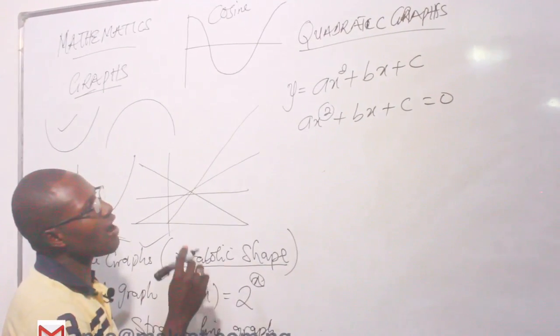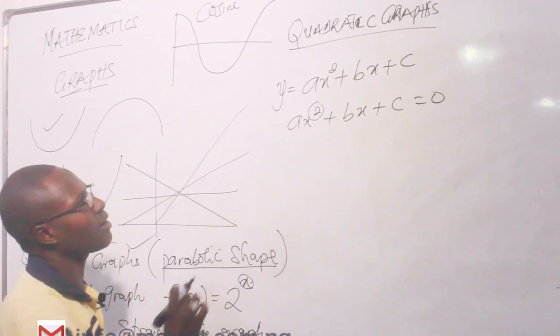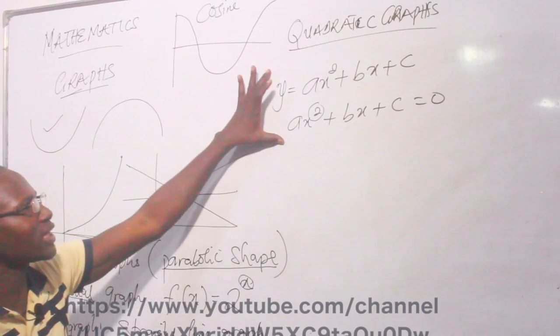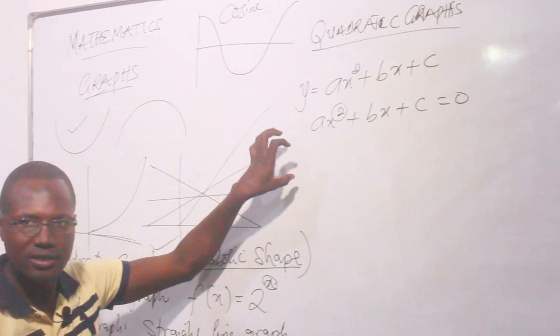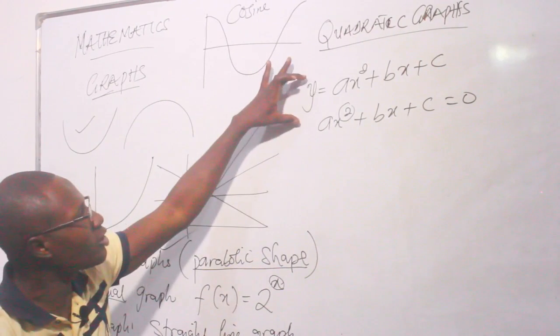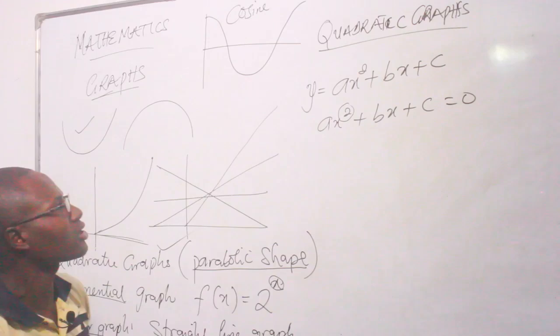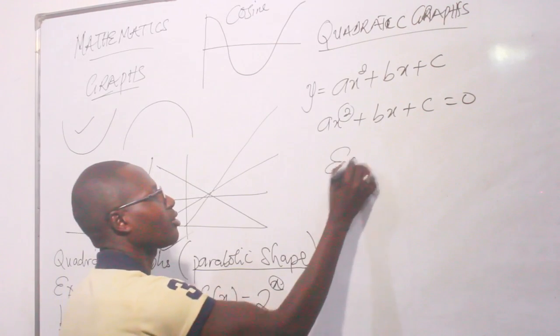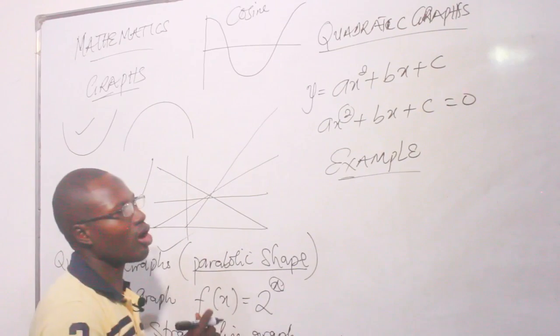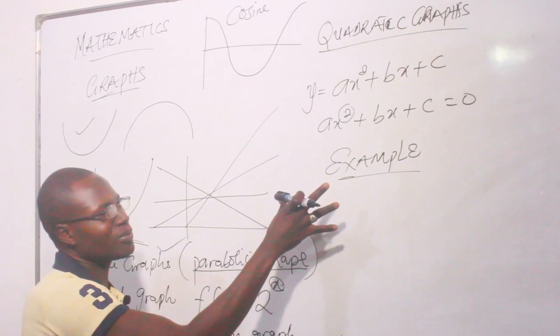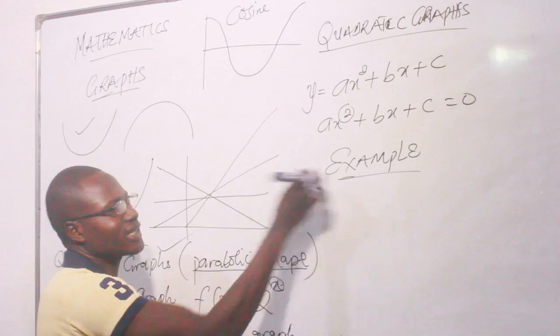Now, let's look at an example. Since we are not dealing with quadratic equations, we are now going to deal with quadratic graphs, the graphs that deal with the behavior of quadratic functions. Let's look at an example to see how we will solve a simple example using quadratic graphs.